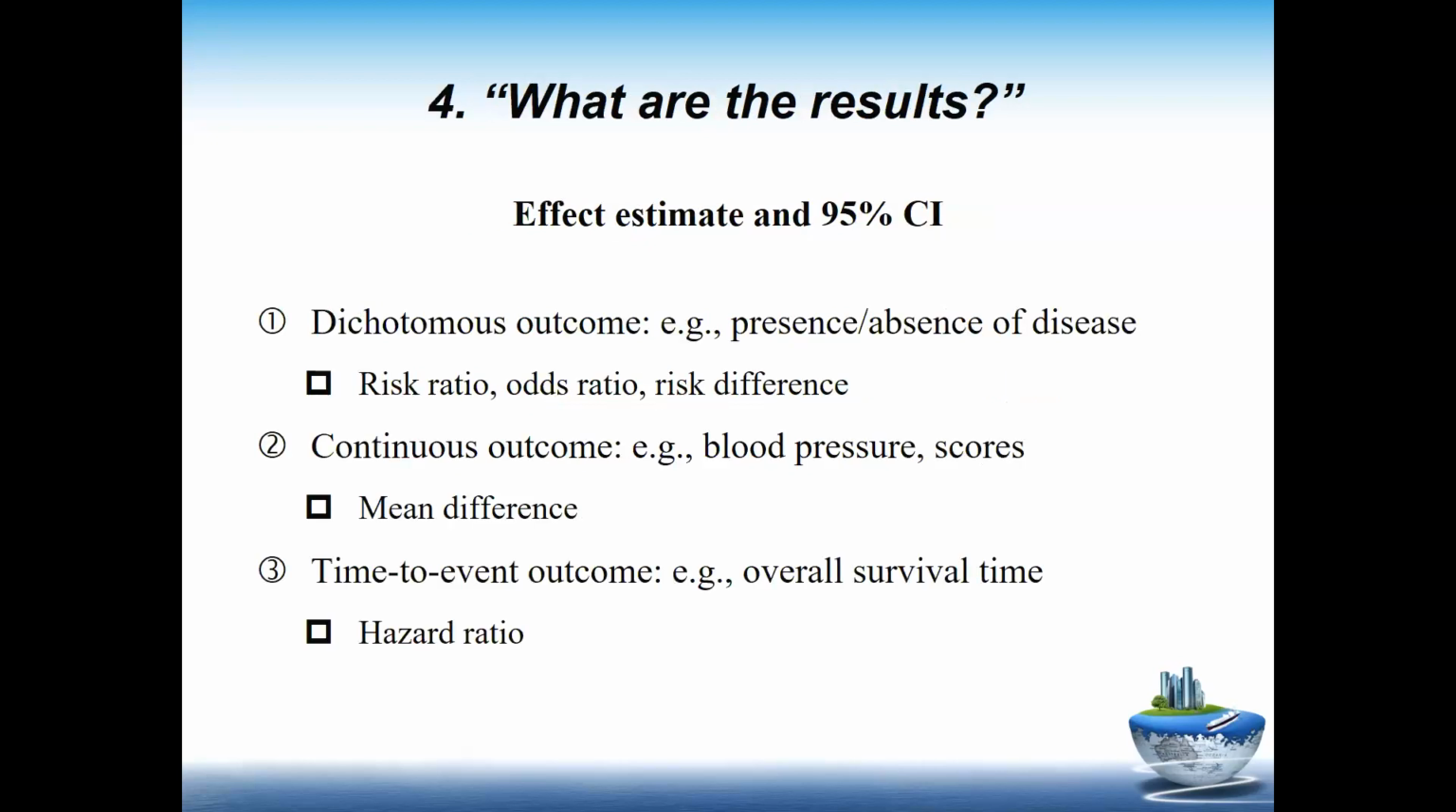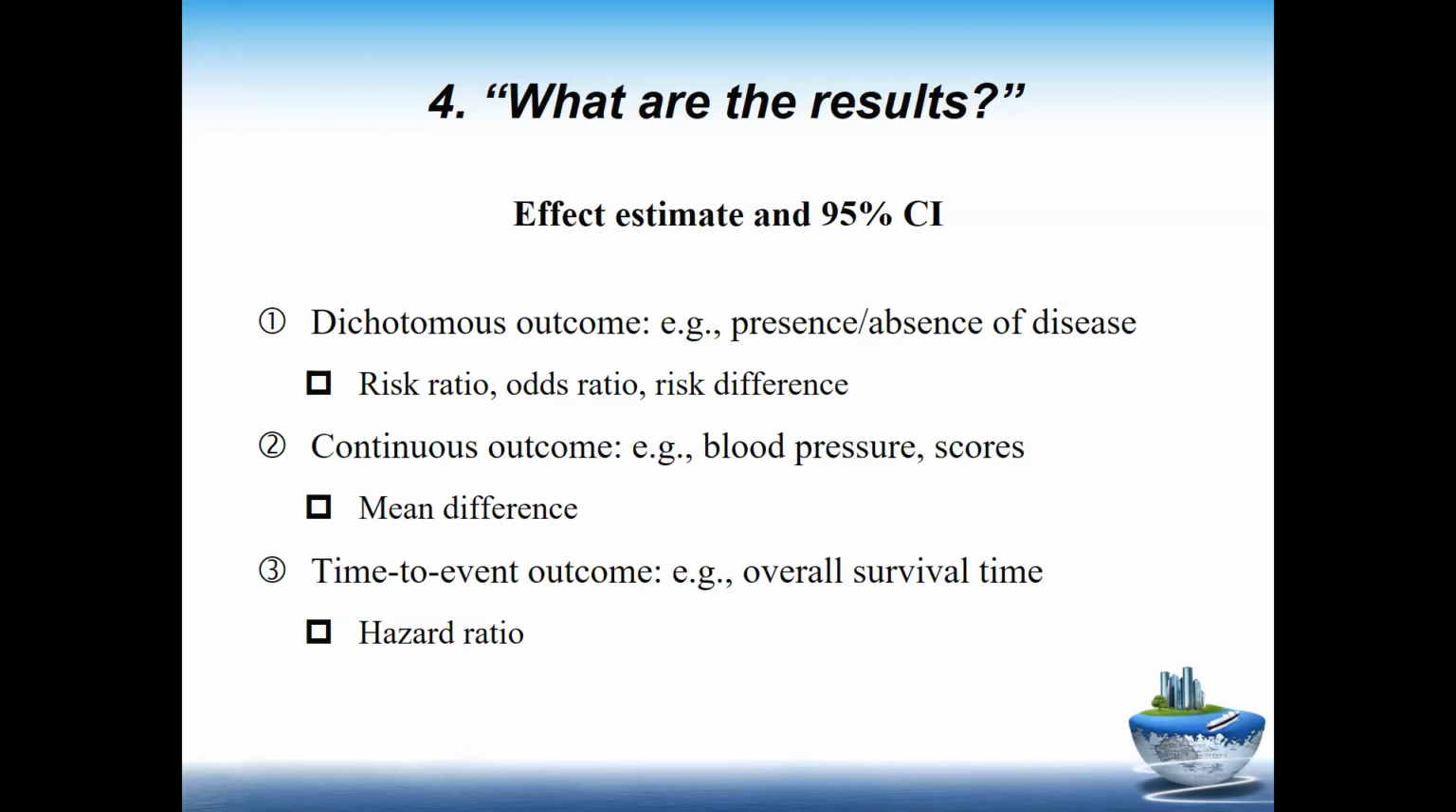Now, the fourth part of information that you need to extract is the results. Like I mentioned earlier, it's mainly about the numbers, right? The numbers that can be used to assess the efficacy of intervention or the strength of association. Okay, so in this part, our focus is on the effect estimate and also their 95% CI. So for different types of outcomes, the effect estimate is different. If the outcome of your interest is a dichotomous outcome, for example, with or without the disease, so you're looking at the incidence of a certain disease.